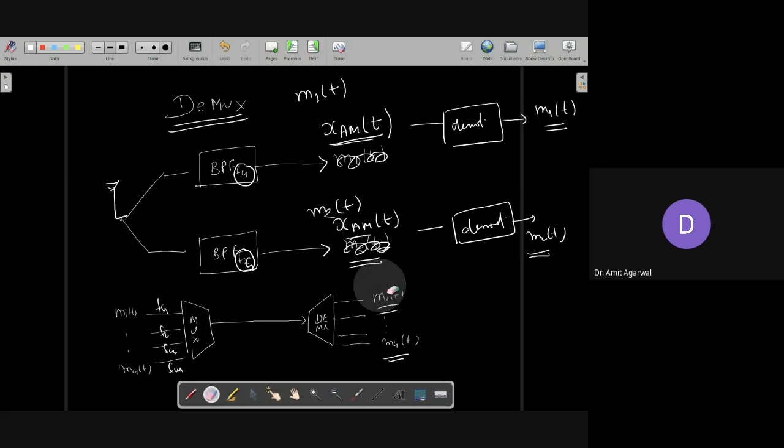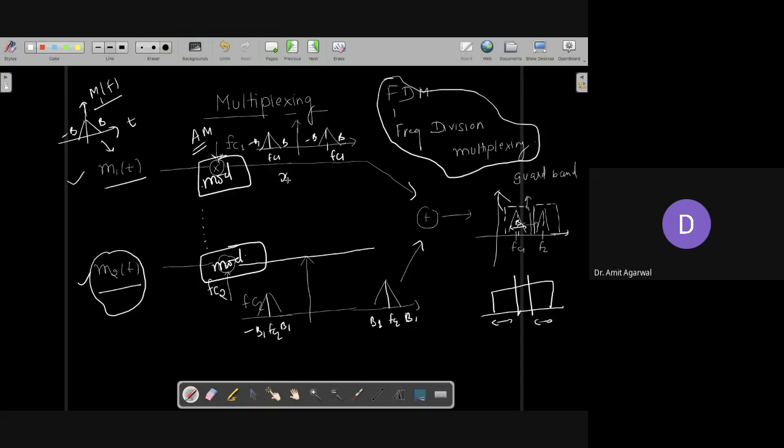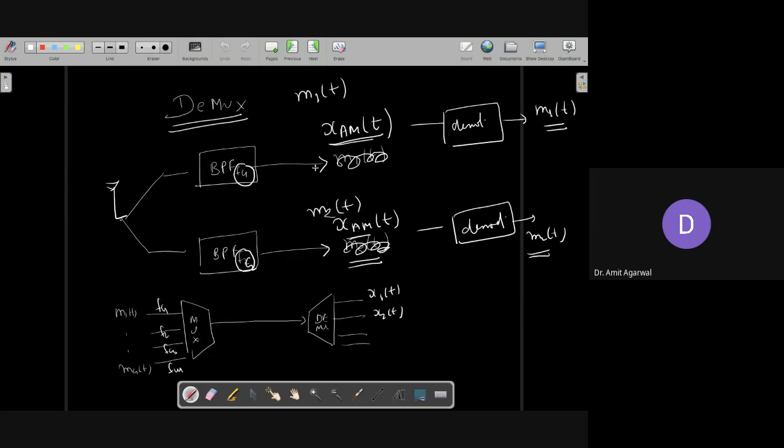Here we should write the modulated signal. If this is X1(t) and this is X2(t), which are modulated signals, then the output of your multiplexer will be... So don't get confused with the notations.